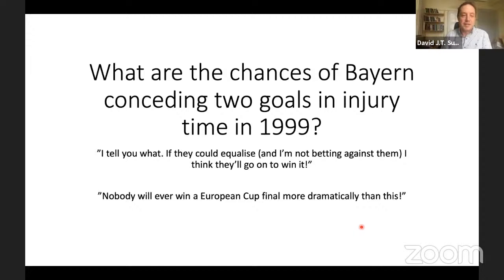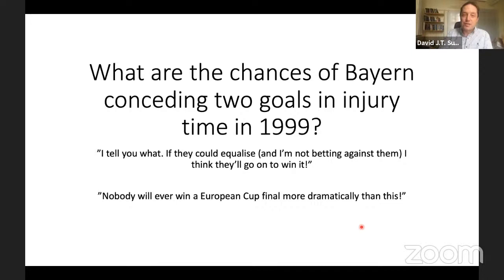And of course, it ends with nobody will ever win the European Cup final more dramatically than this, because Manchester United scored two goals in injury time. I'm going to say that they were within 1 minute. They were maybe within 1 minute of playing time, but they were actually within 2 minutes of each other. But for the sake of argument, we'll say that they were within one box of my model.